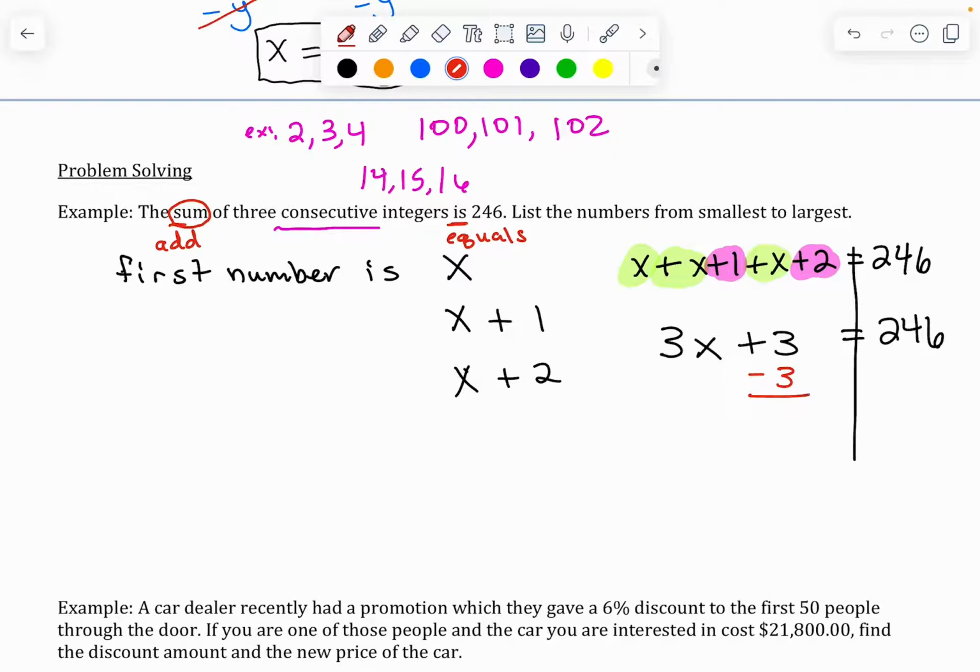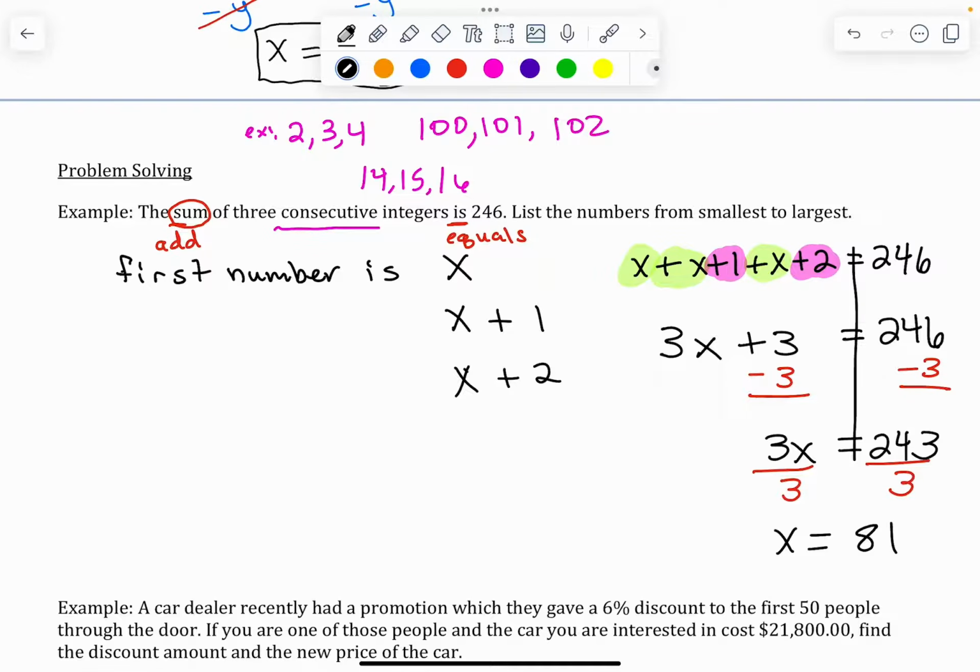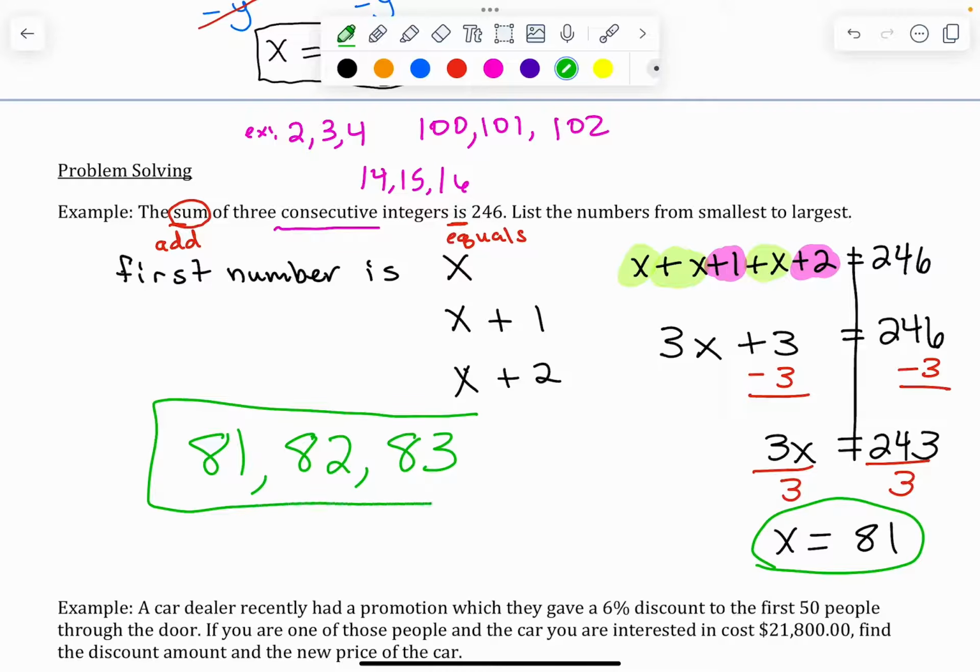So we can subtract 3 from both sides. And we get 3x equals 243. Then we would divide by 3. And we would get x equals 81. Now, since we know that x equals 81, that tells us that our first number is 81, our second number is 82, and our third number is going to be 83.